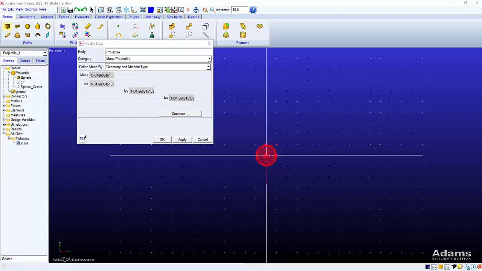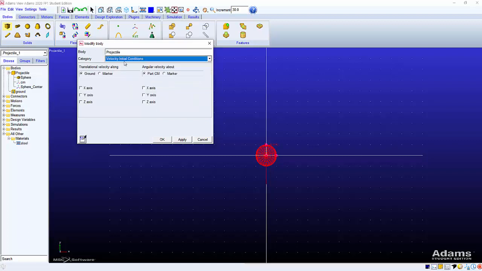The next step is to input the initial velocity in the x and y direction. How do I do that? We'll go under category, click on the drop down menu, and go to initial velocity initial conditions. For any body, you will have translational velocity and rotational velocity, and you can define those initial velocities independent from each other. You can select which values you would like to define, as you can see here.